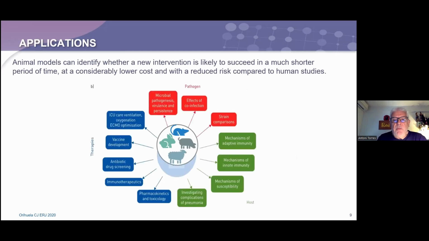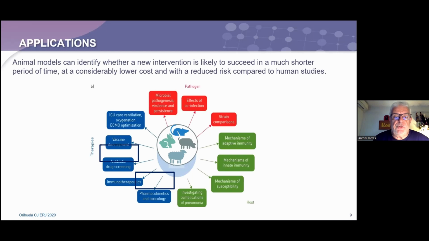Well, the applications of this model are multiple. It is what we did in the years after the development of the model. You can study several issues of the pathogen. You can study the host as well, and you can study, very importantly, therapies or methods of prevention.